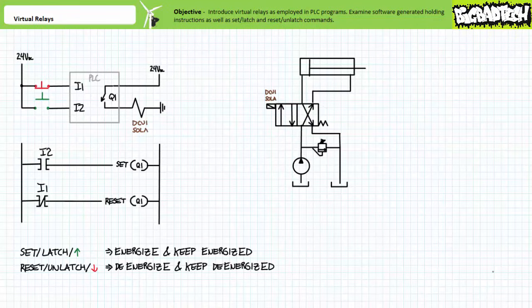Rung 2 contains a break instruction examining I1, the normally closed red push button, in series with a reset or unlatch function for output Q1. Again, PLC manufacturers use all sorts of incompatible terminology and shorthand notation for this technique. Variations include, but are not limited to, explicitly spelling out reset, abbreviating reset with an R, explicitly spelling out unlatch, abbreviating unlatch with a U, using a downwards pointing arrow, or some other equally forgettable shorthand. Let's explicitly spell out reset so we're clear. A reset de-energizes the output and keeps it de-energized.